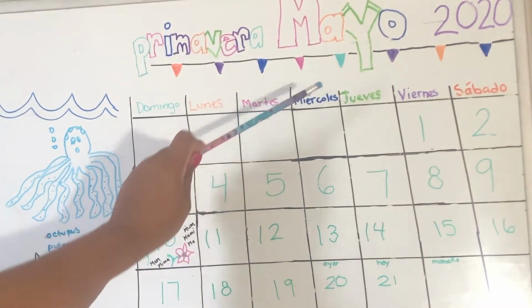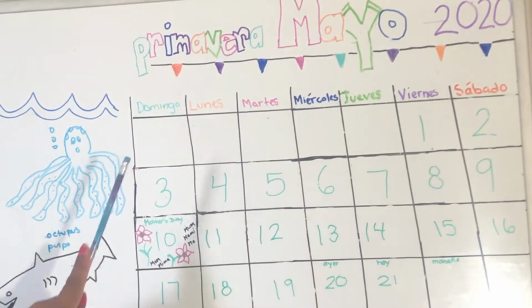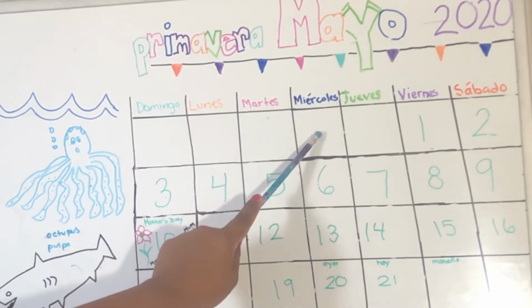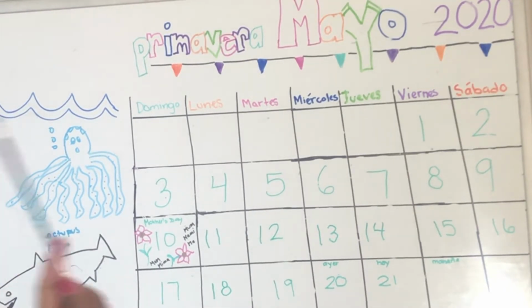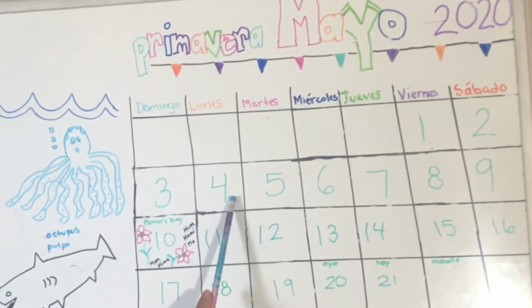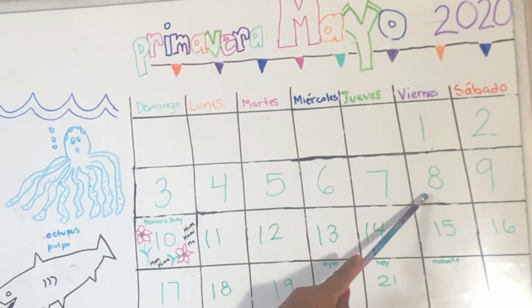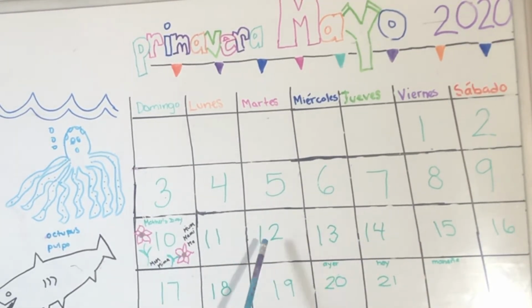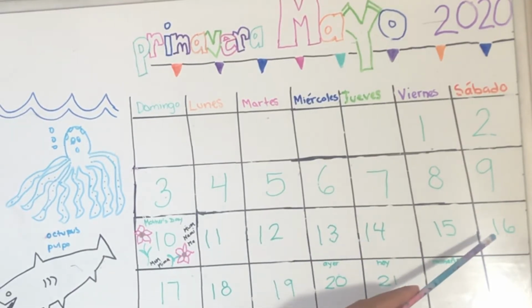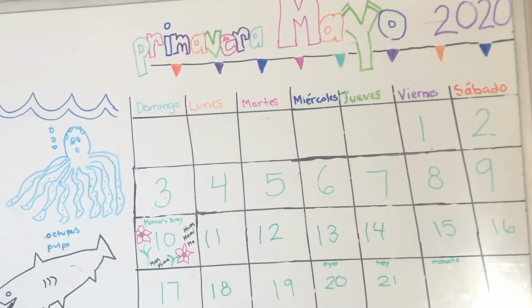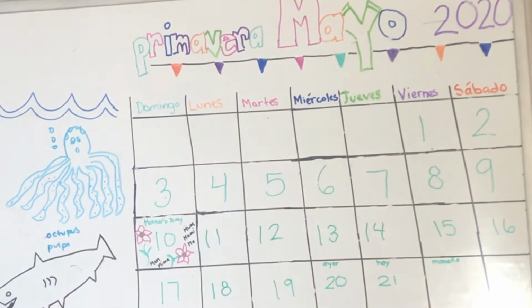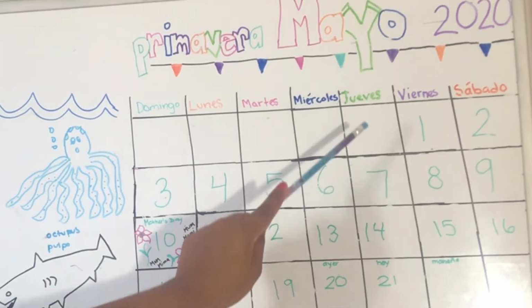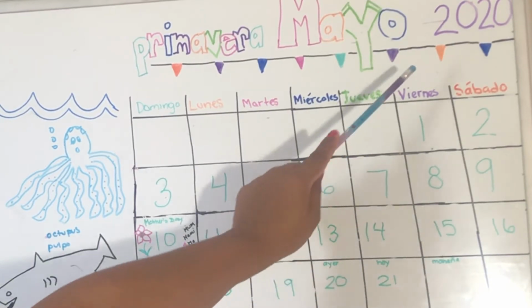Ok, vamos a repasar. Estamos en el mes de Mayo, la época de primavera. Días de la semana: domingo, lunes, martes, miércoles, jueves, viernes y sábado. Ahora vamos a contar cuántos días tenemos en el mes. 1, 2, 3, 4, 5, 6, 7, 8, 9, 10, 11, 12, 13, 14, 15, 16, 17, 18, 19, 20 y 21. Ayer fue miércoles. Hoy es jueves. Y mañana es viernes. Muy bien. Hoy es jueves, mayo 21 de 2020.